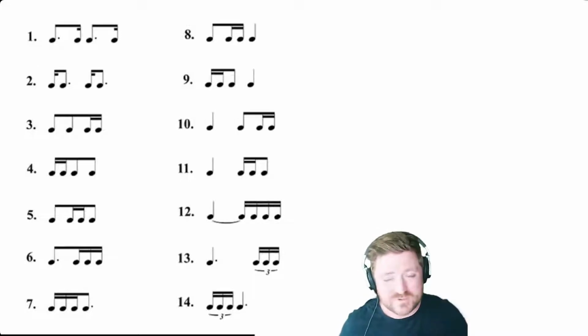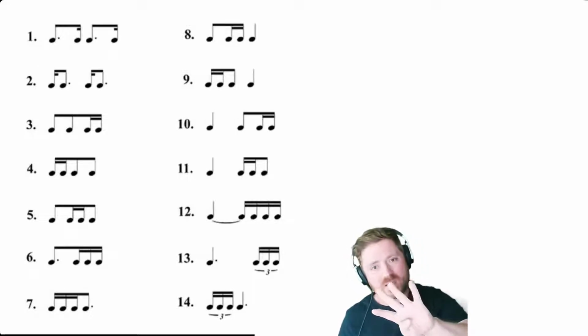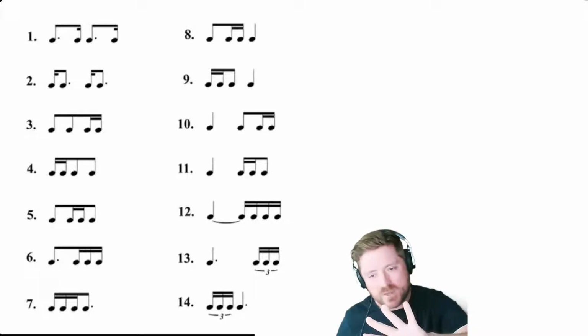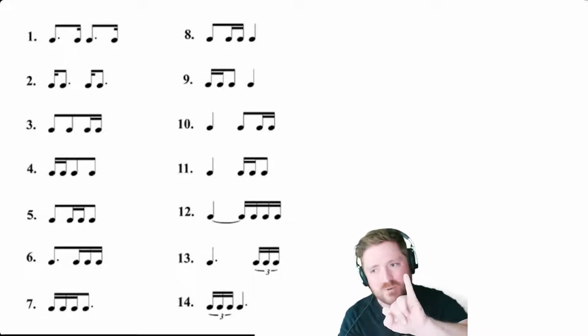The bit that everyone's stressing about. Well, it's a half beat. 1 and 2 and. Okay? So in that and, we've got to squeeze 3 notes. 1 and 2, da da da da.